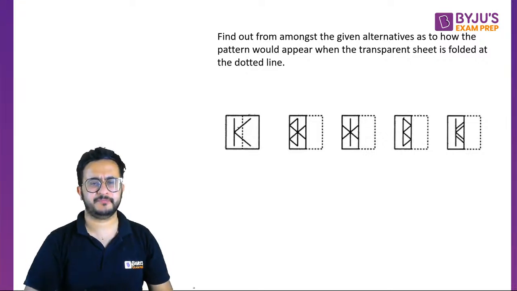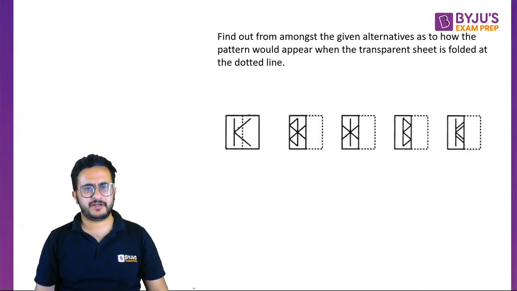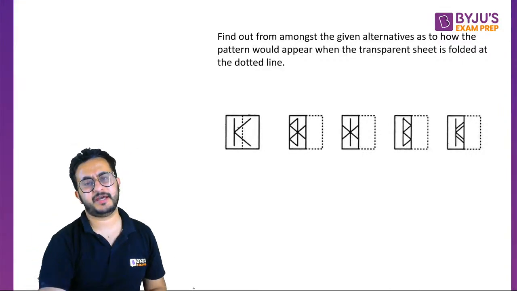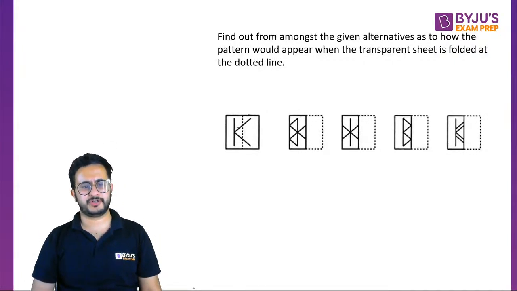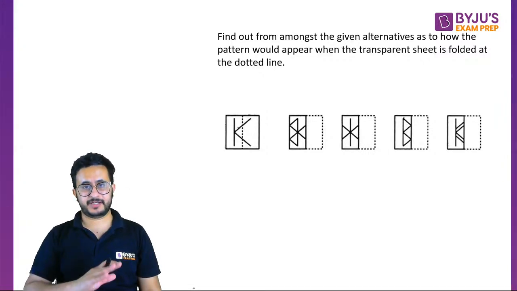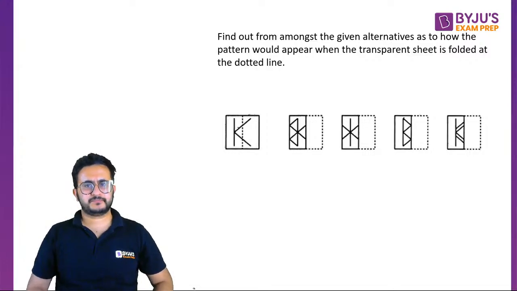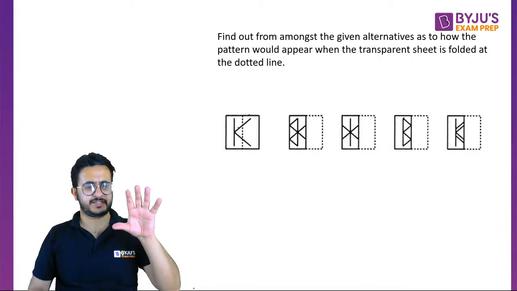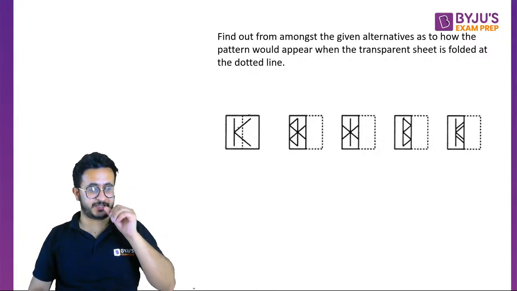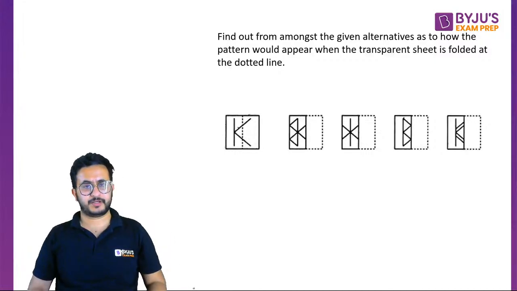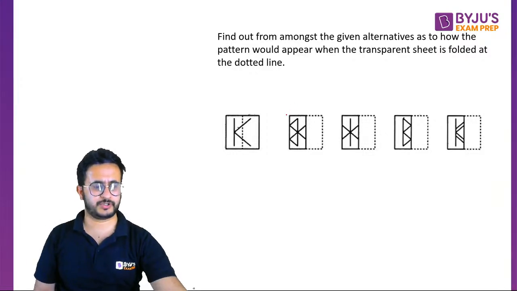We did mirror and water images, and this is again an application of that. Since we are folding it on a line, it will be a mirror image. Let us say it's a transparent sheet, and whatever marks you make, the reflections will be on the sheet. So how will the sheet look when you fold along the dotted line?